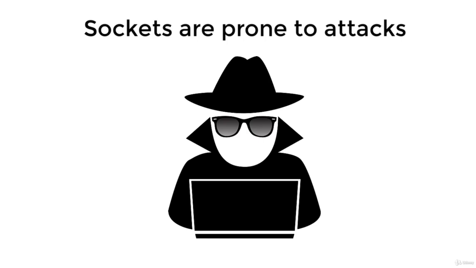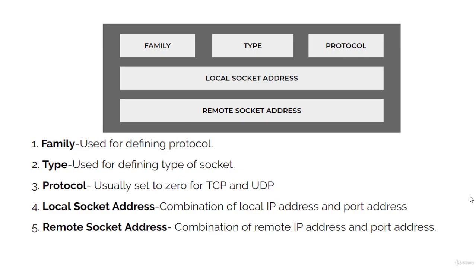On your screen, you can see the socket structure. I am not going into the depth of socket structure, but I will give you an overview of what a socket structure is. The socket structure consists of 5 fields. The first is family. The family field is used for defining the protocol such as IPv4 or IPv6 or other Unix domain protocols. Type. This field is used for defining the type of socket such as stream socket, packet socket or raw socket. Next is the protocol. This field is usually set to 0 for TCP and UDP.